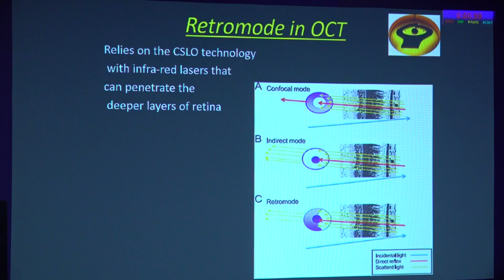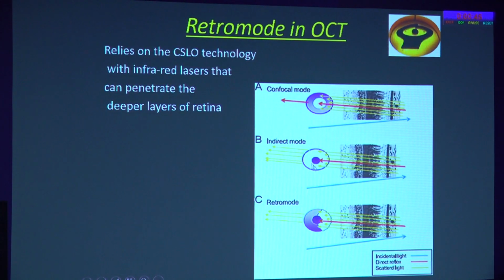Something called retromode OCT, which is again not very new, but it uses the CSLO technology with infrared lasers. And what happens is that we know that this is the confocal, the reflected light is passed through the center. Indirect mode is something called the refracted light is passed through the paracentral one. In retro mode, what they use is the laterally deviated light.